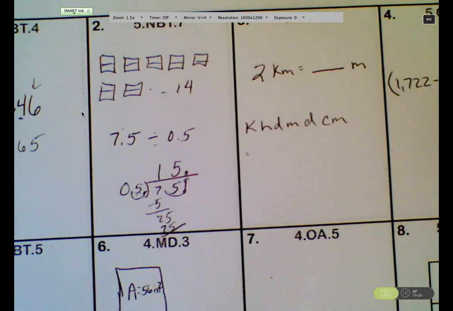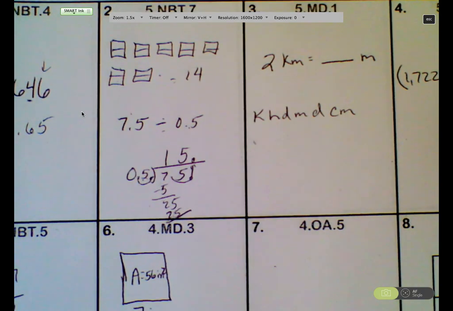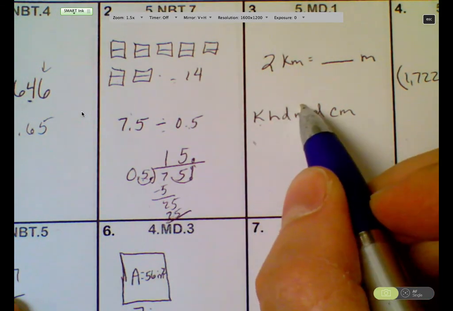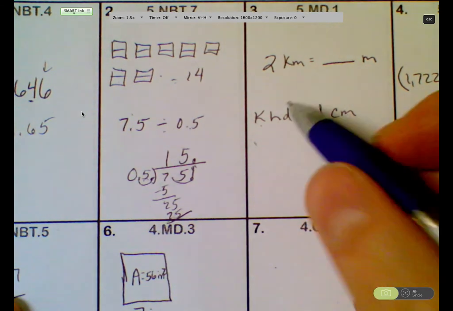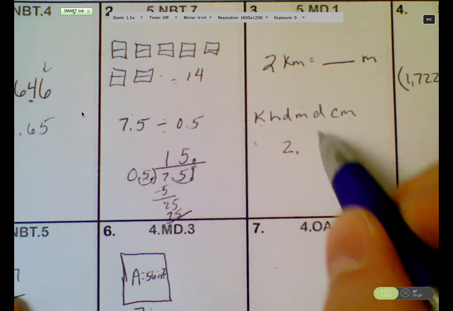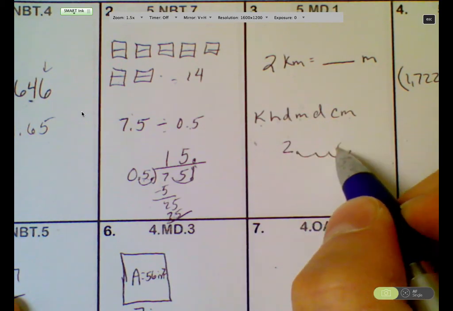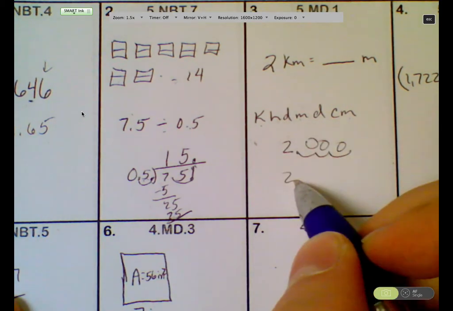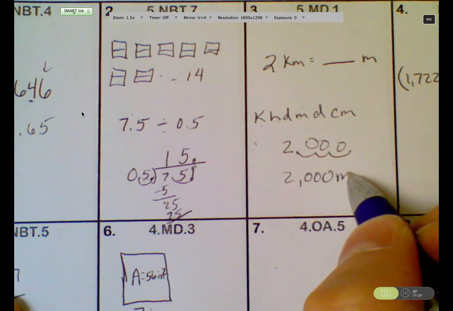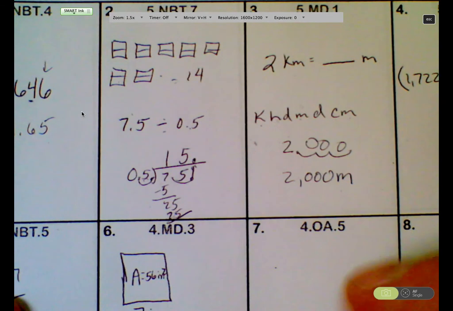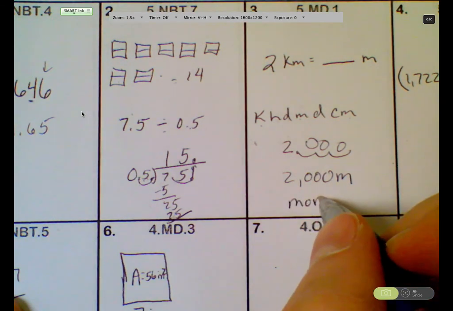Number 3, convert 2 kilometers to meters. Will the converted amount have more or fewer units than the original? King Henry doesn't usually, this is units, right, drink chocolate milk. I have the number 2. I have to go to meters. 1, 2, 3 spots to the right. Fill in the zeros. That'd be 2,000 meters. The converted amount has more units.